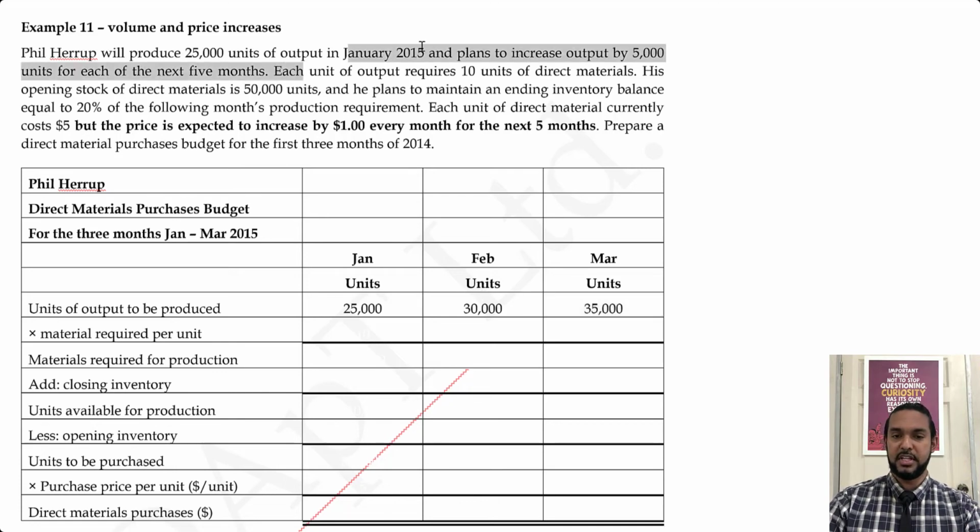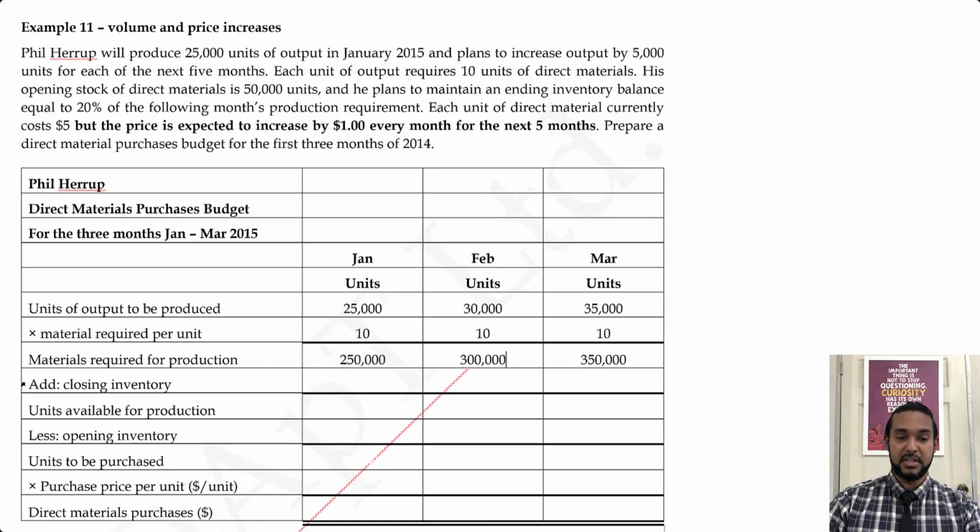Now we are told each unit of output requires 10 units of direct materials. So we need to multiply each of these numbers by 10 to figure out what quantity of materials we require for production. So we have 250 in Jan, which is 25 by 10. 30 by 10 is 300 for February. 35 by 10 is 350 for March.